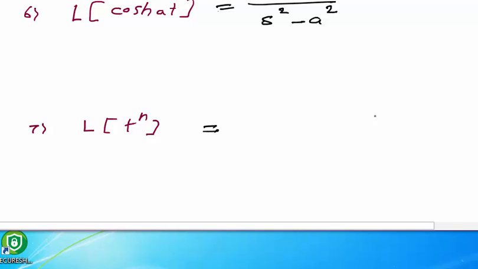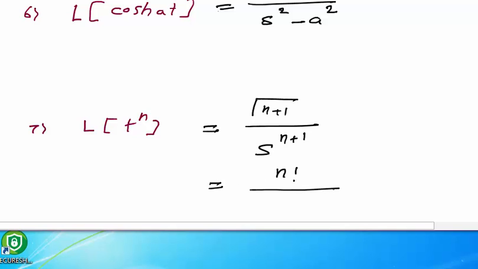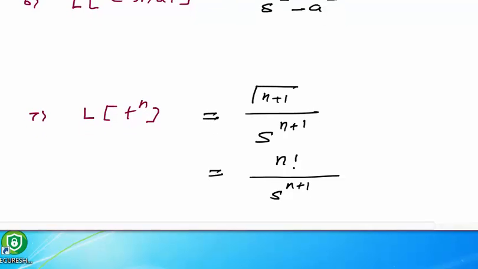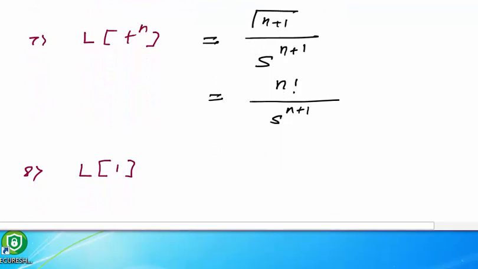Now for t power n, we have seen two formulae. One formula is gamma of n plus 1 divided by s power n plus 1. This formula we use when n is a rational number. But if n is an integer, we can simply write this as n factorial upon s power n plus 1. Why? Because gamma of n plus 1 in that case will become n factorial.